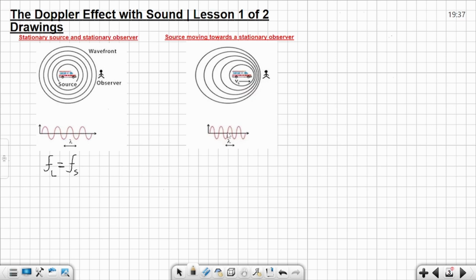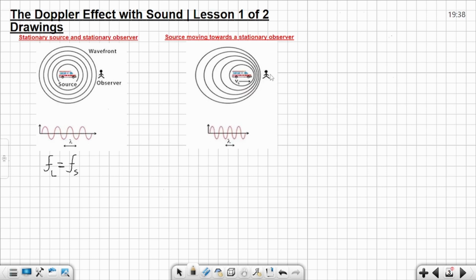And you can see in this case what is happening in front of the ambulance, where the waves are compressed. You will have a short wavelength. This is represented by this periodic wave down here. You can see as compared to the previous one, this is now very short, but you have a higher frequency here in front of the ambulance.